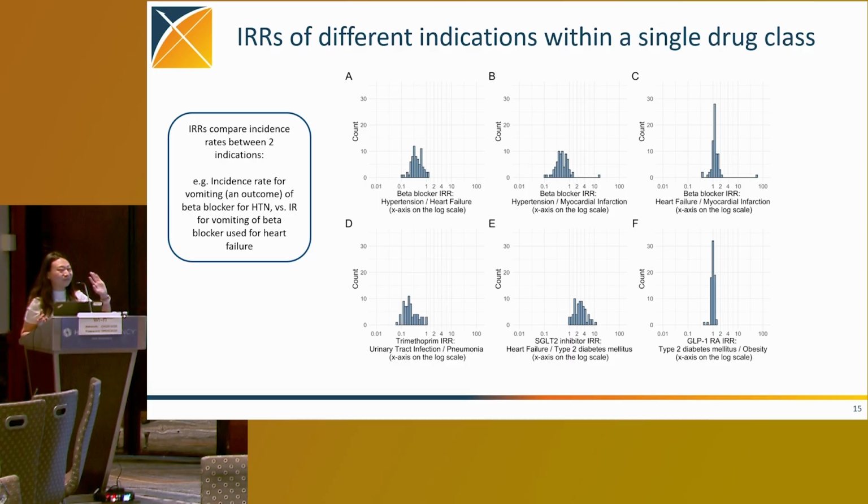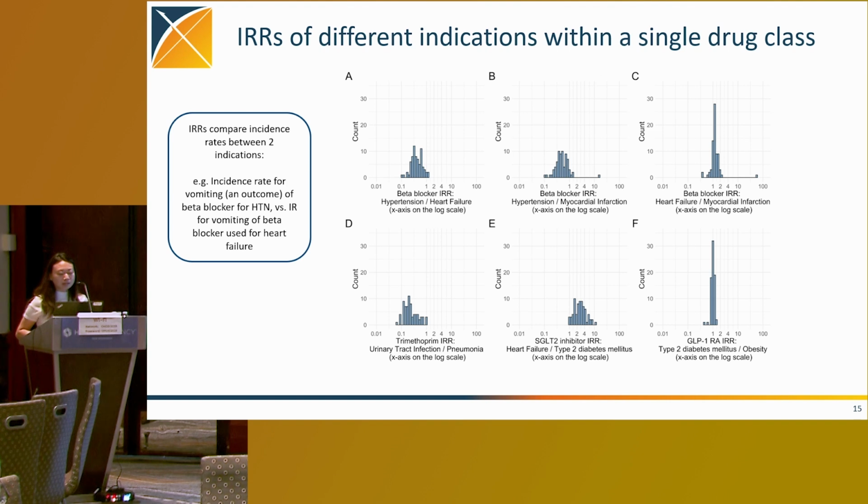Okay, so let me just explain what's going on here because it's kind of busy. Each histogram is incident rate ratios. Incident rate ratios compare the incidence rates between two different indications. So for beta blockers, for example, in this graph A, you'll see hypertension and heart failure. How to interpret this is that if the incident rate ratio is close to 1, that means the incidence rate for that particular outcome within those two indications are pretty similar. Meaning the incident rate for, I don't know, vomiting, let's say, is similar between beta blockers used for hypertension and beta blockers used for heart failure.